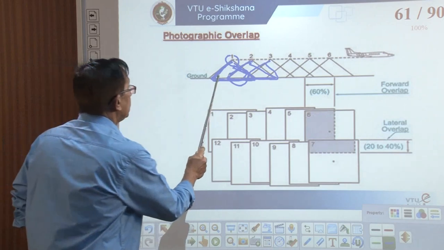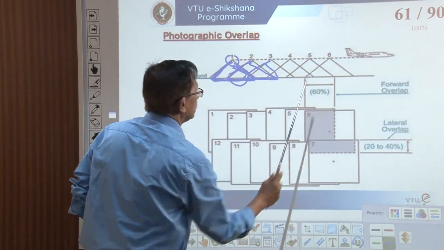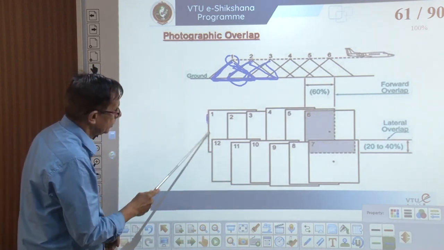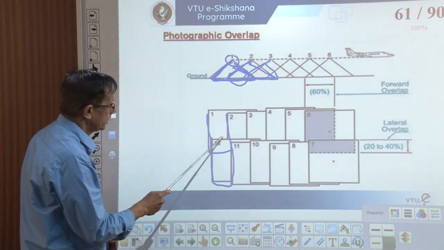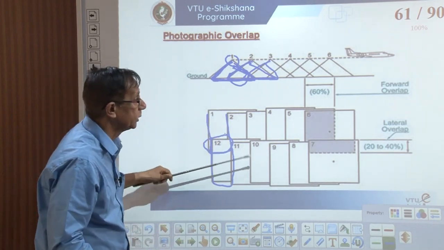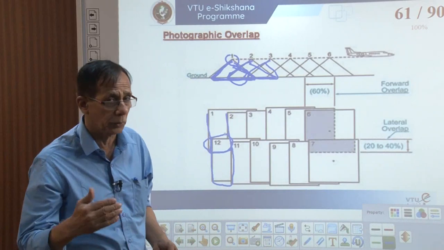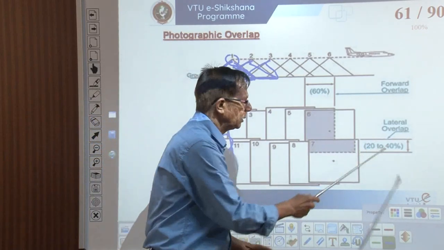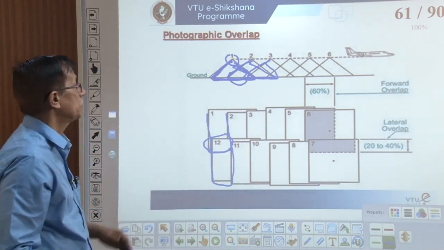So, this is overlap. This is forward overlap, say 60% we provide. Side overlap is this one. This is one photograph. This is another photograph. This is the side overlap. This is also generally 30% on average, 20% to 40% depending on weather conditions. It is difficult to generalize, but ideally 30% is what most people adopt in most cases. So, a side overlap is required.